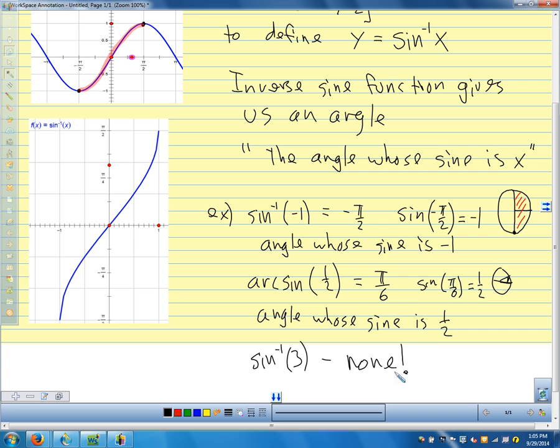The number that we plug into the inverse sine function has to be between negative 1 and 1, because no angle has a sine bigger than 1 or smaller than negative 1.